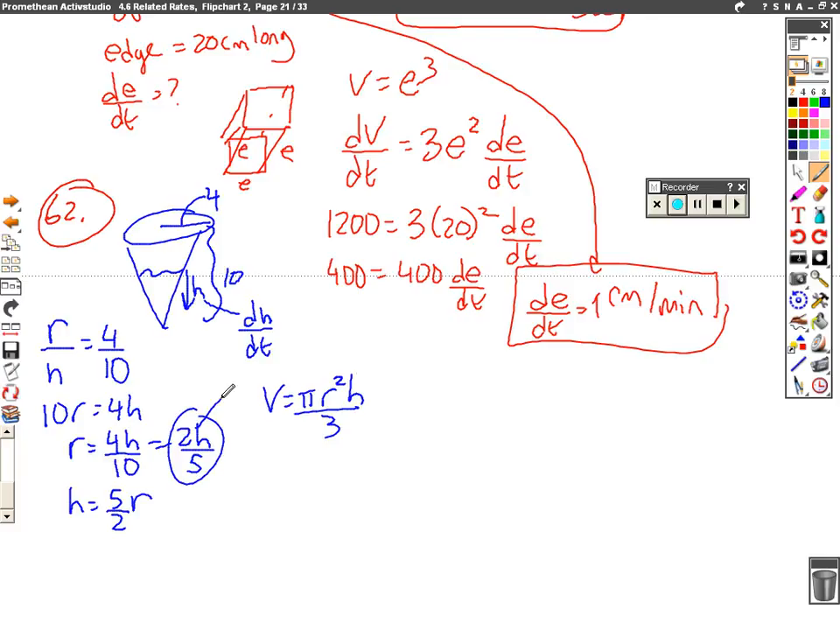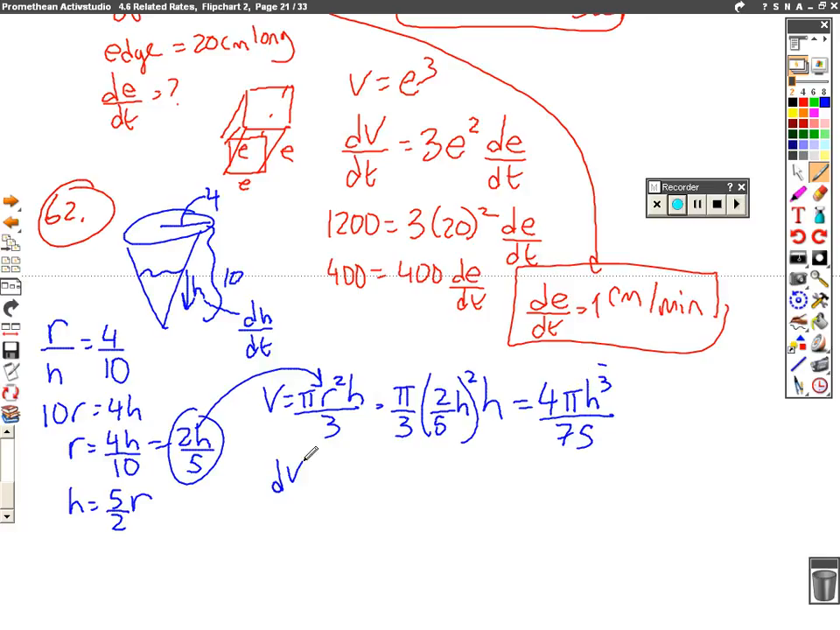So we're going to take this and plug it in for r. We've got pi over 3 times 2 over 5 h squared times h. I'm still working on the volume equation here. We've got pi times h squared times h times 2 squared. So that's 4 pi h cubed over 3 times 5 squared, and 5 squared is 25, so 3 times 25 is 75. That's our volume. We only have h in our volume, which means now I can find dV/dt.